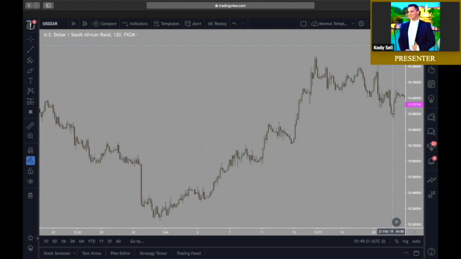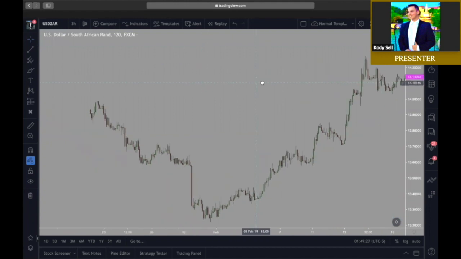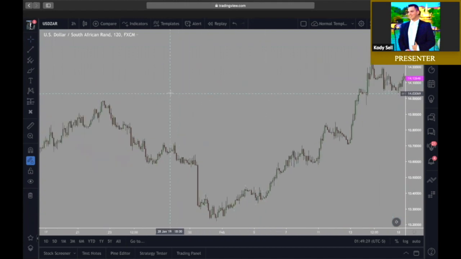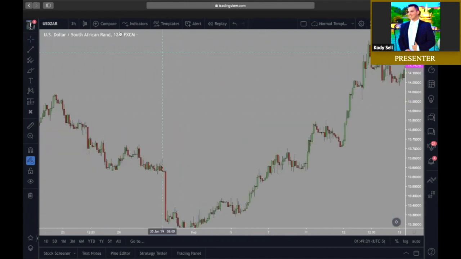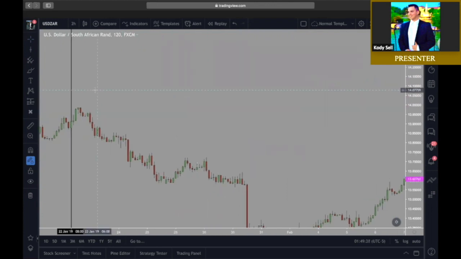So I've got us pulled up here, US dollar against the South African rand. We're on the 2-hour time frame, and we're just going to move through the markets and talk about what we're seeing. So let's just throw a vertical line up over here and go from there. We're going to start off over here.